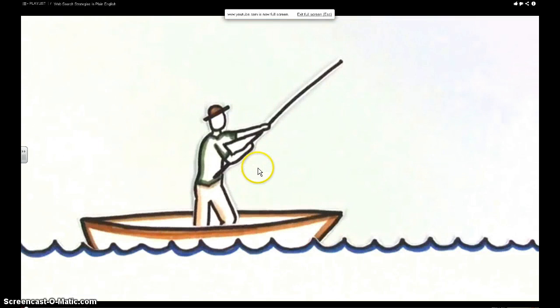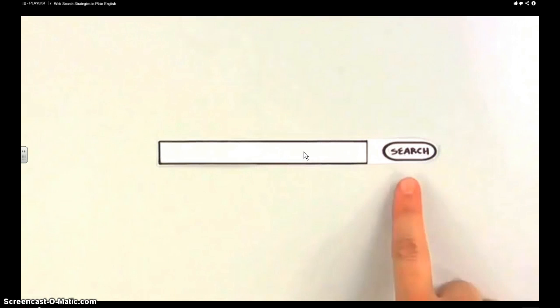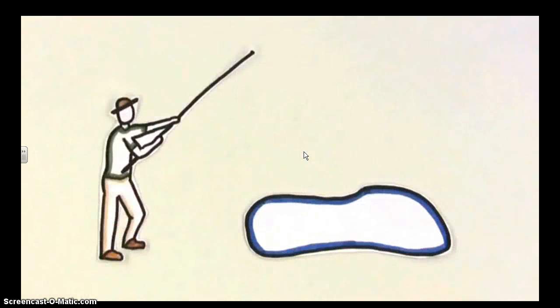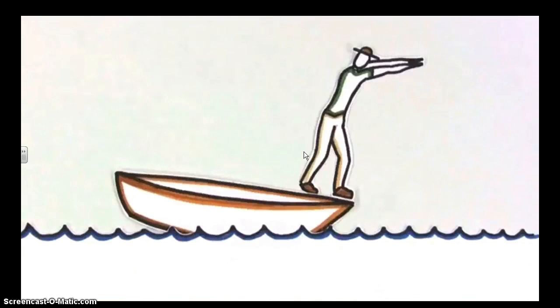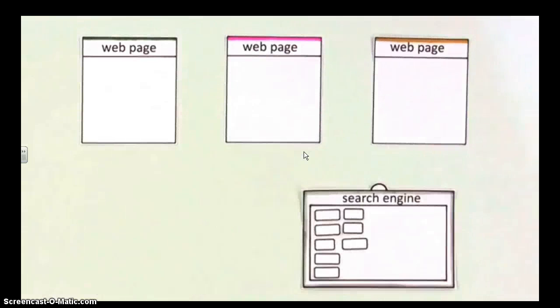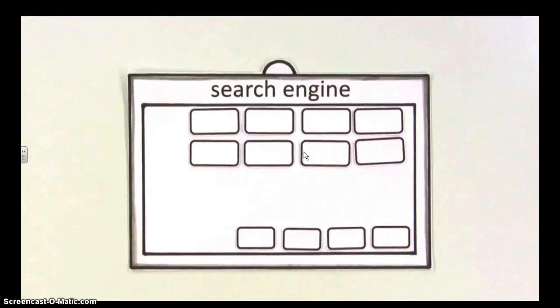The web may seem like a vast ocean when it comes to finding something you need. Thankfully, search engines can help turn oceans of information into small pools that make finding information easier. This is Web Search Strategies in plain English. Before we dive in, let's talk a bit about how search works on the web. Search engines go out and try to account for every word on every web page. All this information is then organized for easy reference.